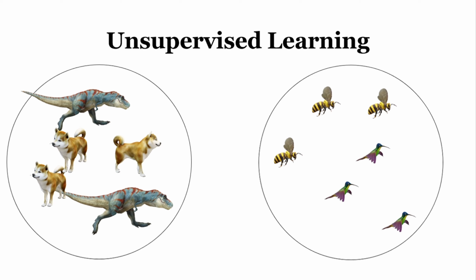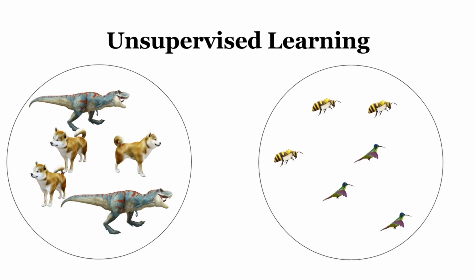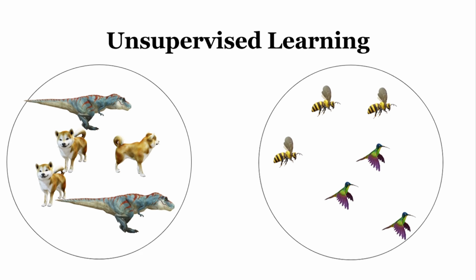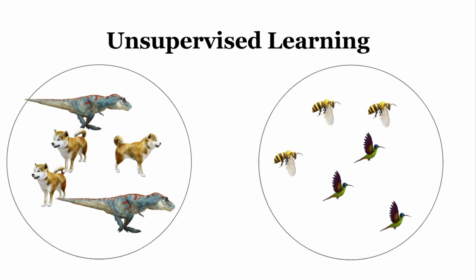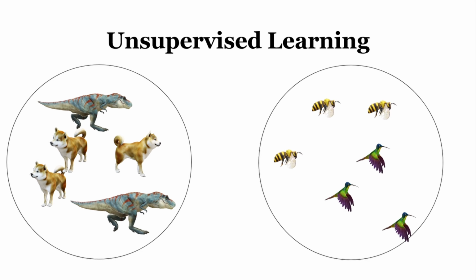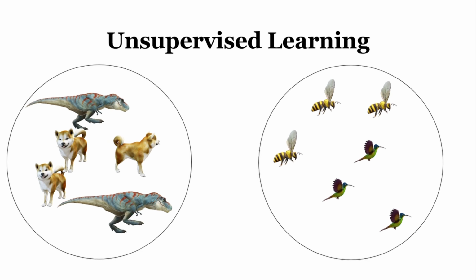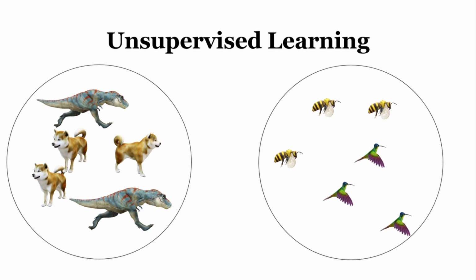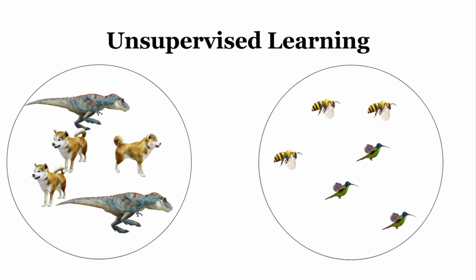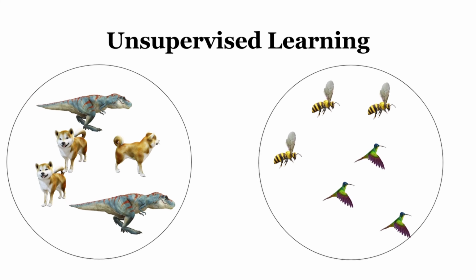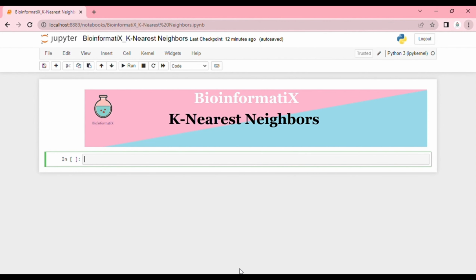Therefore, k-nearest neighbors can be applied as a supervised learning algorithm for classification tasks, where the class labels are known, or as unsupervised learning algorithm for tasks like clustering and density estimation, where the class labels are not available or not utilized. Now let's implement the k-nearest neighbors examples in Python for a supervised and unsupervised machine learning models using the scikit-learn library. The first example is for the supervised machine learning model.